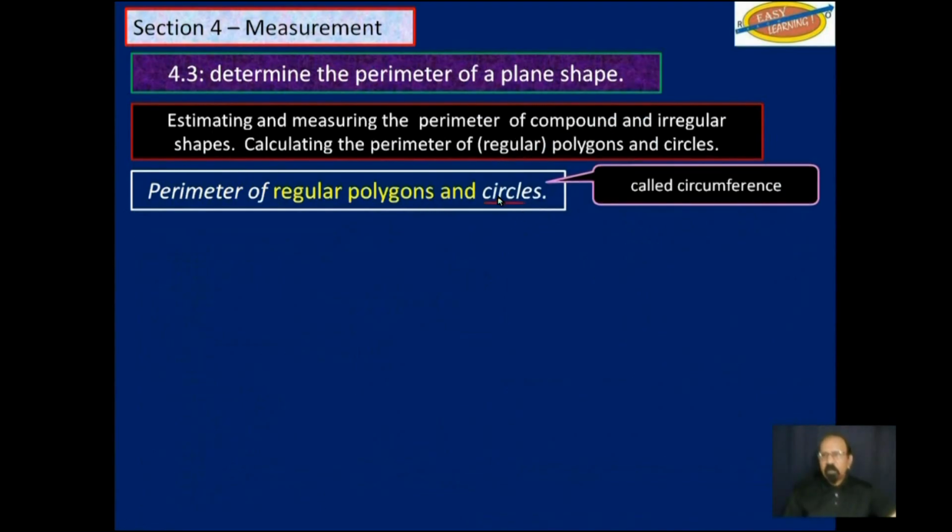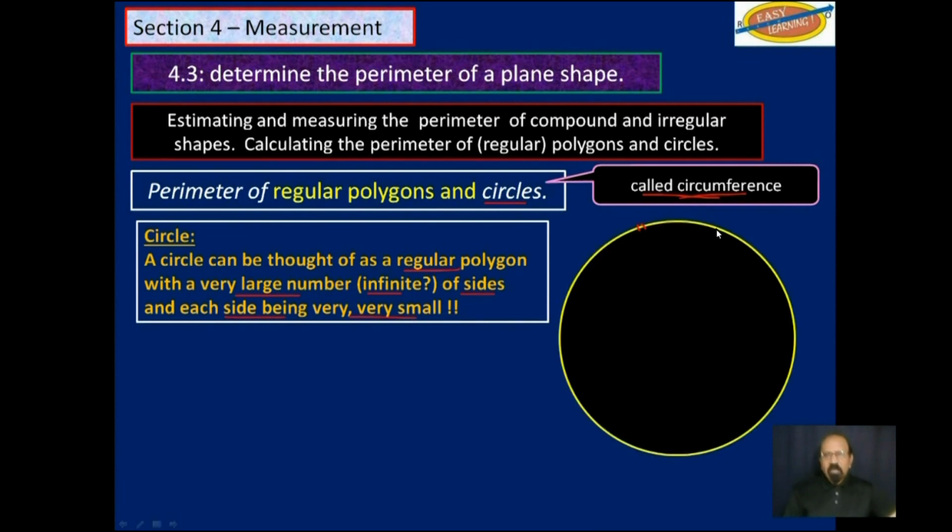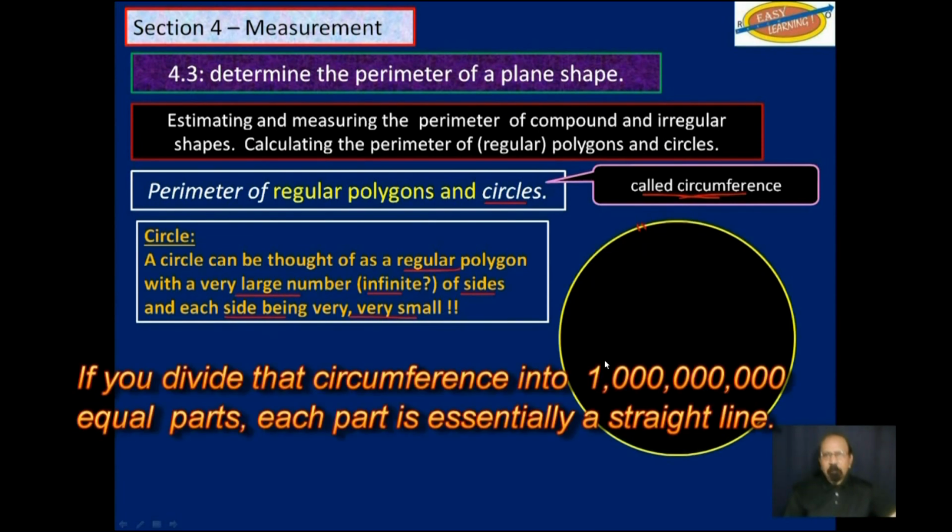Now, let's deal with the circle. The perimeter of a circle is actually called the circumference. It's the distance around. Now, the circle can be thought of as a regular polygon with a very large number, maybe an infinite number of sides, and each side being very, very small. If you divide this circumference into, let's say, 1 billion sides, then each side would be extremely small, and each side is in essence a straight line.